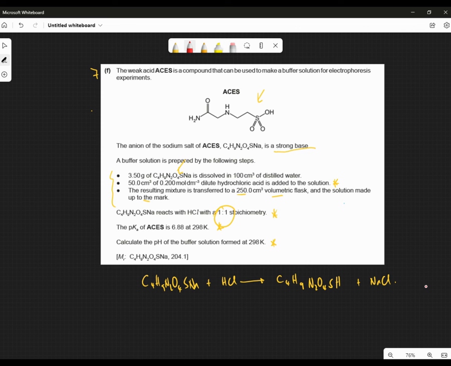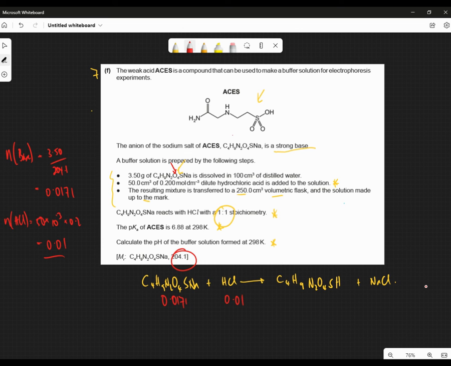Okay, so let's do some figuring it out. All right, so the number of moles of the original base, this stuff here, is going to be 3.5 divided by 204.1 because they've given us the relative atomic mass. I've worked this out earlier and it's 0.0171. So we start off with this. HCl, number of moles of HCl we start with, is 50 times 10 to the minus 3 times 0.2. I worked that out earlier. It's 0.01. So there you go.